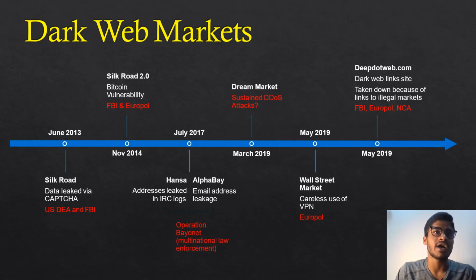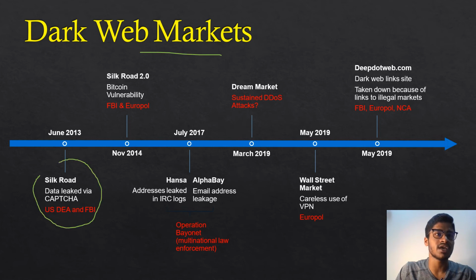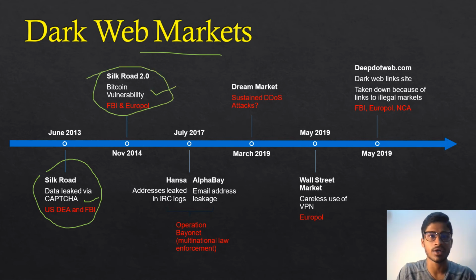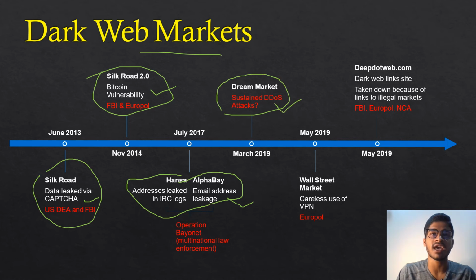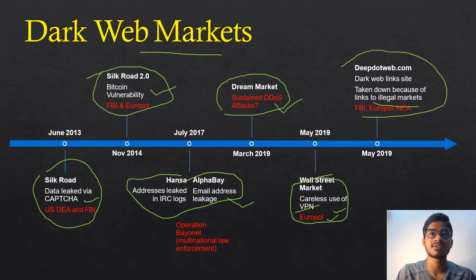Okay, so dark web markets. Silk Road was there, data leaked via CAPTCHA, as I told. Then Silk Road 2.0 was released, and a Bitcoin vulnerability again got it tracked. And then Hansa addresses leaked in IRC logs, email address leakage. See, any one point is enough to track down anything illegal. Dream Market sustained DDoS attacks, distributed denial of service attacks. And Wall Street Market, careless use of VPN: they didn't use the VPN correctly, and Europol tracked them down. As well as Deep.web, taken down because of links to illegal markets.